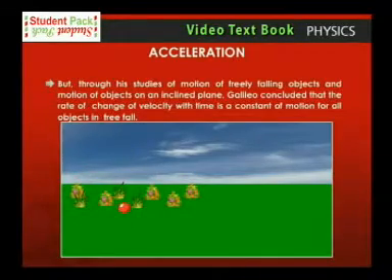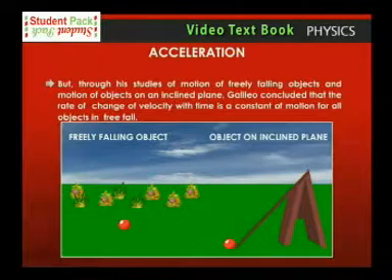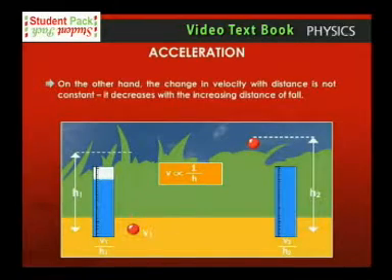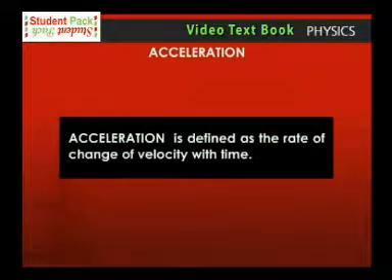But through his studies of motion of freely falling objects and motion of objects on an inclined plane, Galileo concluded that the rate of change of velocity with time is a constant of motion for all objects in free fall. On the other hand, the change in velocity with distance is not constant. It decreases with the increasing distance of fall. This led to the concept of acceleration, which is defined as the rate of change of velocity with time.